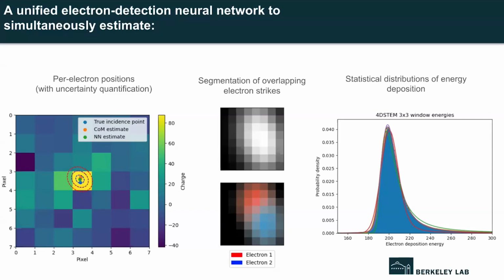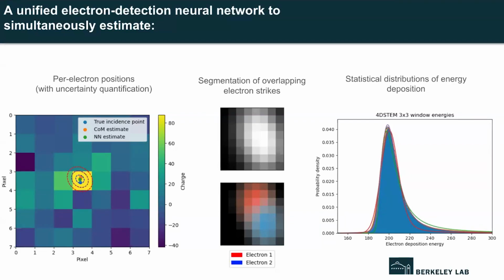In particular, what I'm working on is a unified electron detection neural network system to simultaneously estimate, going from the far left, the position. So this is showing a position reconstruction with an uncertainty quantification. In this picture, the blue dot represents the true electron position for this simulated electron on these pixels. The orange dot is a center of mass if we just count up the electron charge.